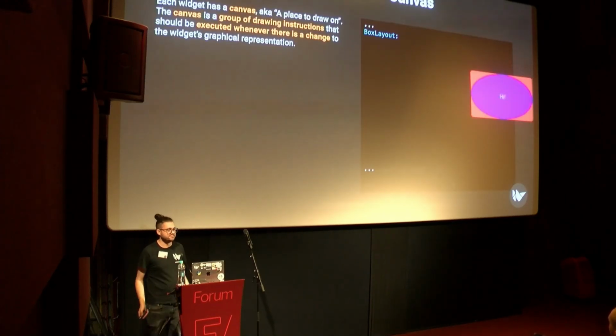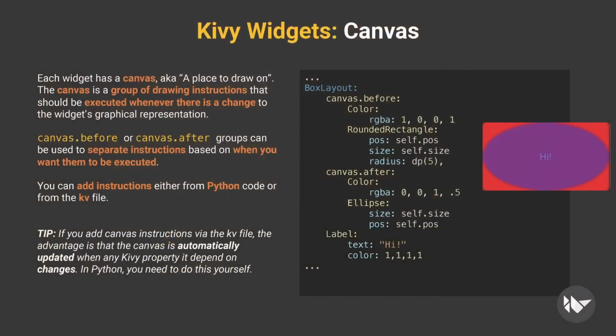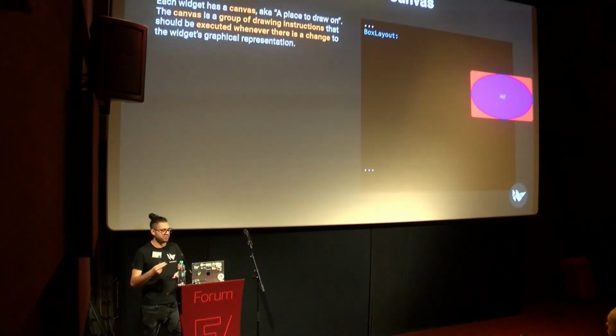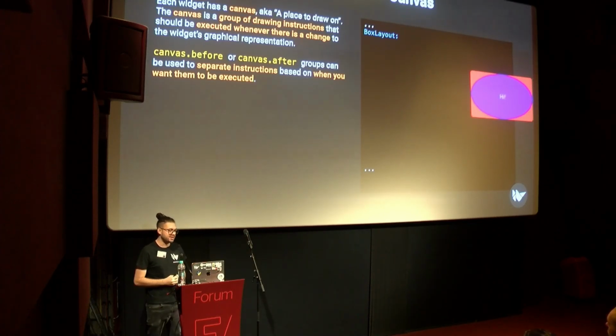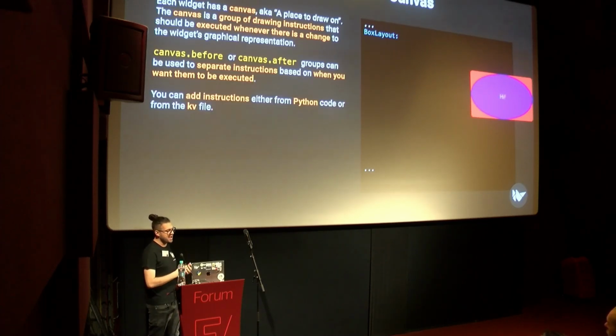And then we have canvas, because Kivy is a UI thing, right? And we need to display things on the screen. And to do that, we have the canvas. Each widget has a canvas, a place to draw on. The canvas is a group of drawing instructions that should be executed whenever there's a change to the widget's graphical representation. And canvas before and canvas after groups can be used to separate instructions based on when you want them to be executed. And you can add instructions either from the Python code or from the Kivy file.